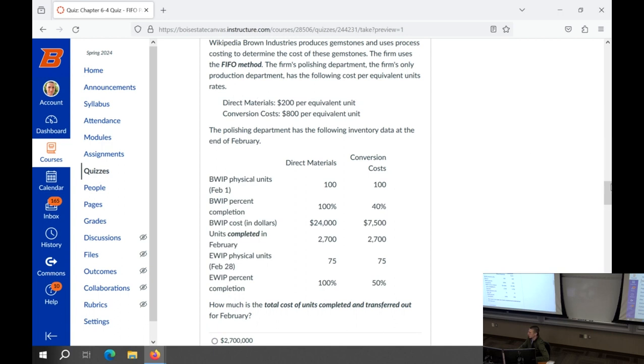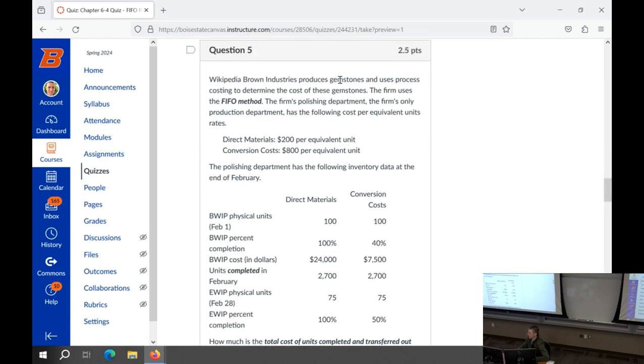All right, so just for the sake of posterity here, Wikipedia Brown Industries produces gemstones and uses process costing to determine the cost of these gemstones. The firm uses the FIFO method. The firm's polishing department, the firm's only production department, has the following costs per equivalent unit. The reason I have this little appositive part of the sentence right here is just so you know there are no transferred in costs. It's not department to department. This is the only department, so no worries about transferred in costs. And we have these two rates. So we already calculated TEU.